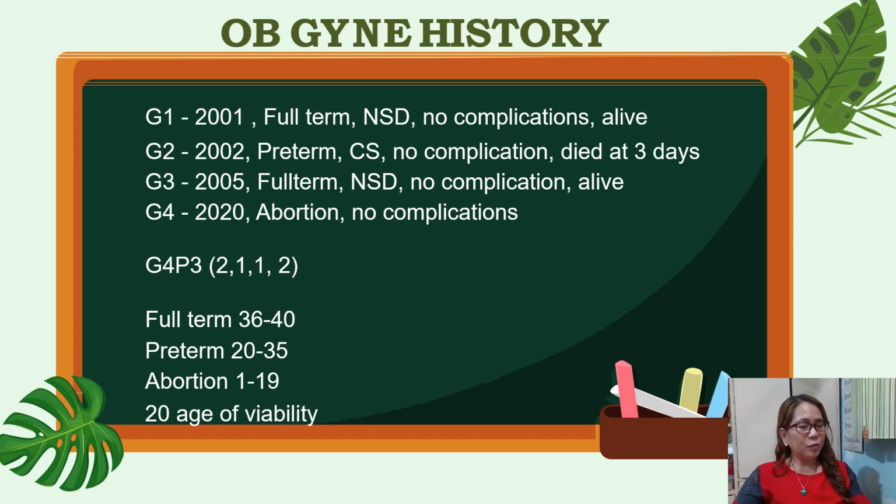Okay. So, again, ito yung ating mga tatandaan. Full term, 36 to 40 weeks, preterm, 20 to 35 weeks, abortion, 1 week to 19 weeks, tapos yung age of viability natin umabot ng 20 weeks.